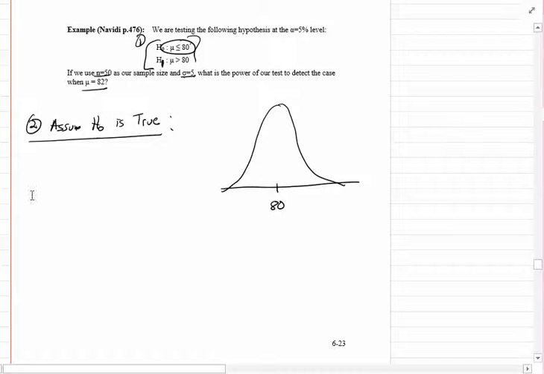Step 3, alpha defined, it's going to be a Z star in this case. Is it one or two-sided? One-sided. So our Z star won't be 1.96, but the other one? 1.645?